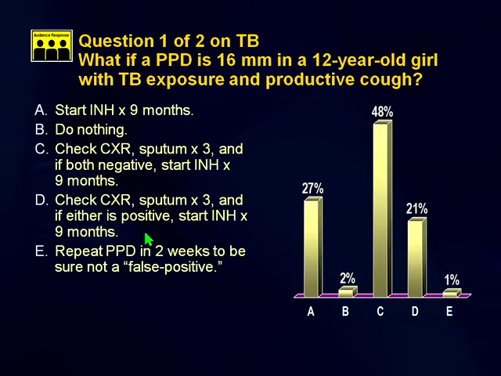The E, you're never going to repeat a PPD. Don't do it. It's not the right answer ever. Do nothing. A lot of times on the pediatric exam that is right, this time not. And if she's really got TB in there, you need to make sure, because you're not going to use INH alone. So C is the right answer here.